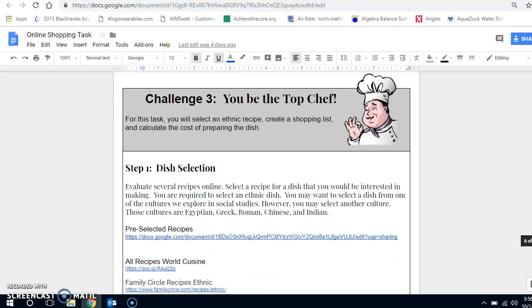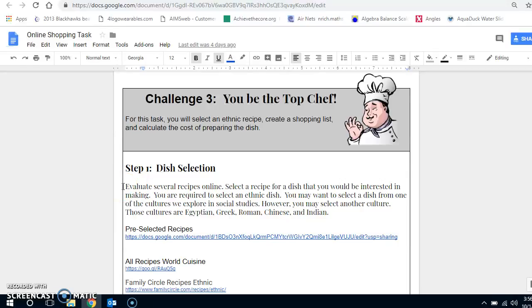All right, last challenge. Challenge 3. You be the top chef. For this task, you will select a recipe, create a shopping list, and calculate the cost of preparing the dish. Step 1, dish selection. Evaluate several recipes online. Select a recipe for a dish that you would be interested in making.